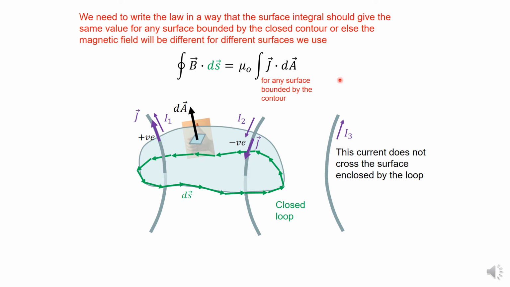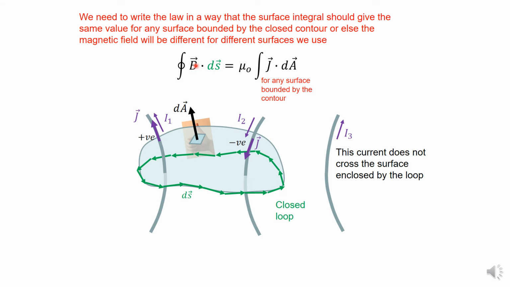So this is basically where the problem comes from. If you want to write a law like this, such that the right-hand side will work for any surface bounded by the closed contour, if you want to write the law in this form, we need to see if this integral is the same for all the surfaces. If it's not the same for all the surfaces, then there's going to be a problem, because if you calculate this right-hand side for say the flat surface, and you get a number, and you calculate this surface integral for the curved surface, you get a different number.